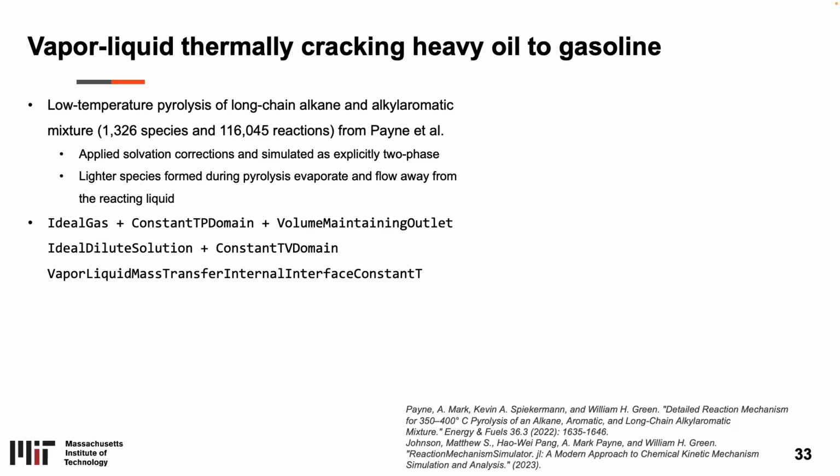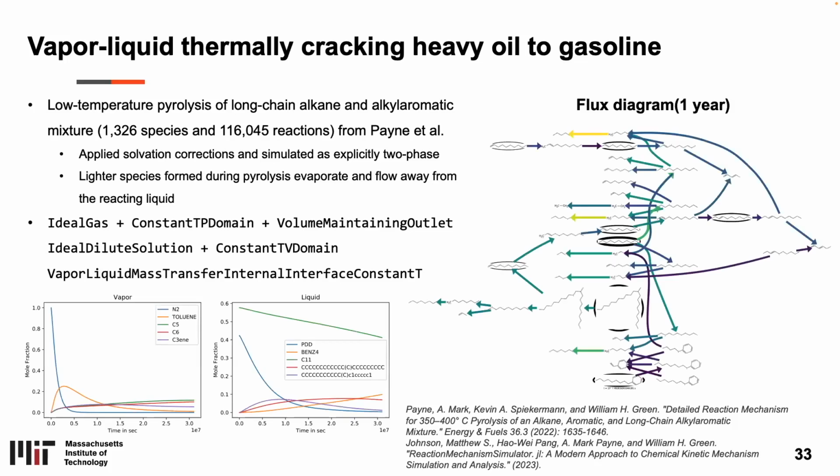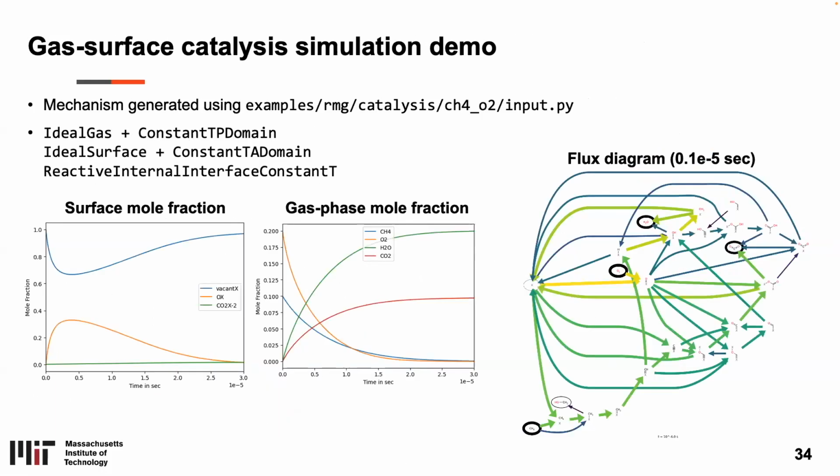In constant temperature volume assumption, I use this interface to do the vapor liquid mass transfer. This way we can plot out how the mole fraction changes in vapor, how the mole fraction changes in liquid, and the flux diagram works on the multi-phase case too. So for now, we're gonna work on this one together.